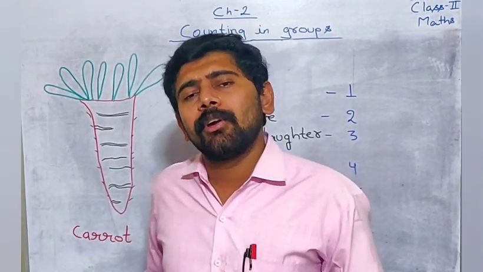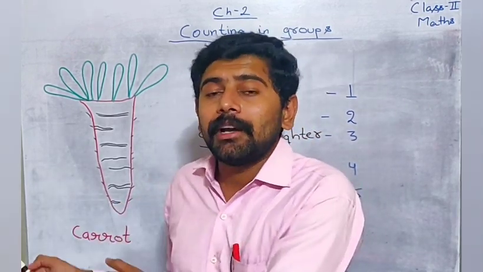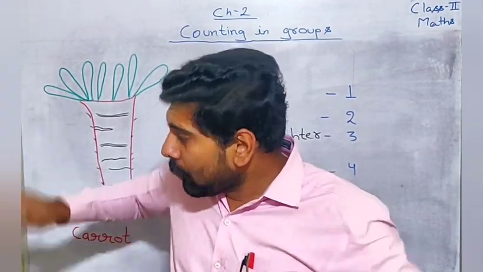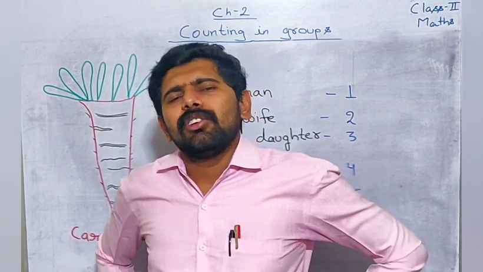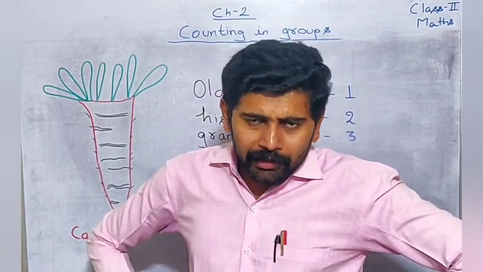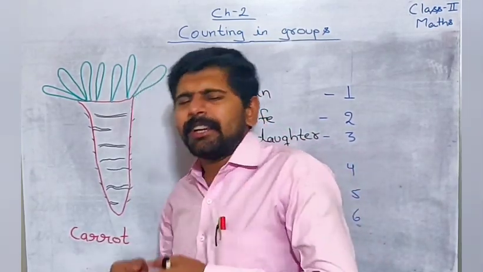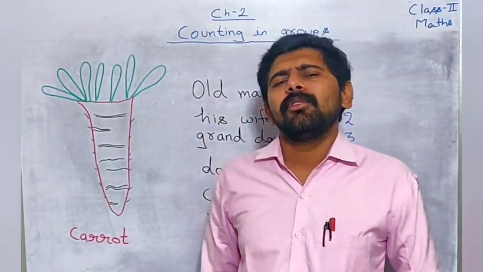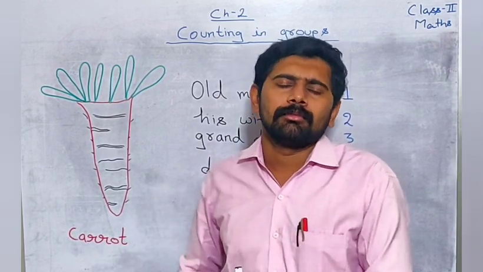Then the wife of the old man called her granddaughter. Granddaughter, come, help us. Then the granddaughter comes, and she also holds the back of her grandmother. Now all three of them started pulling it hard, but failed. They could not pull the carrot out of the ground.